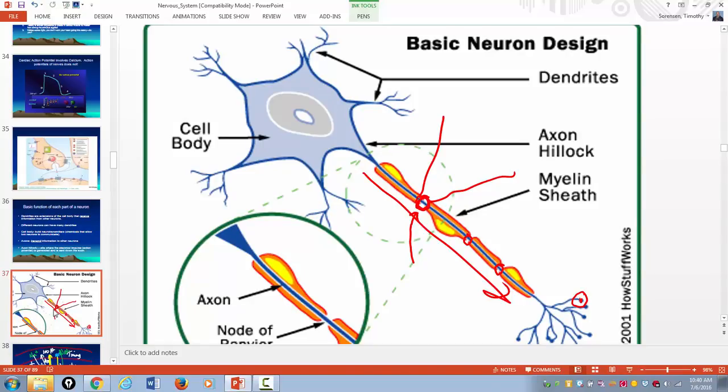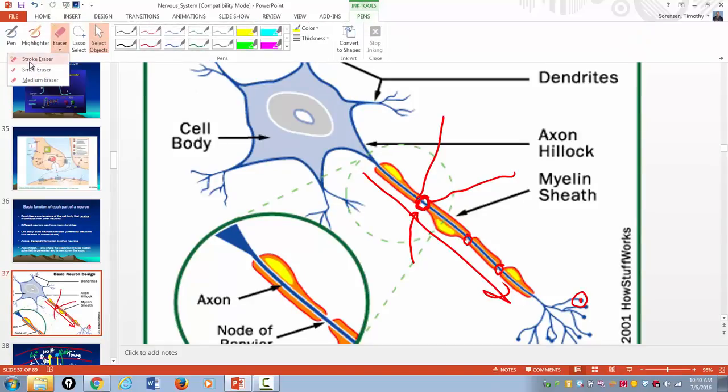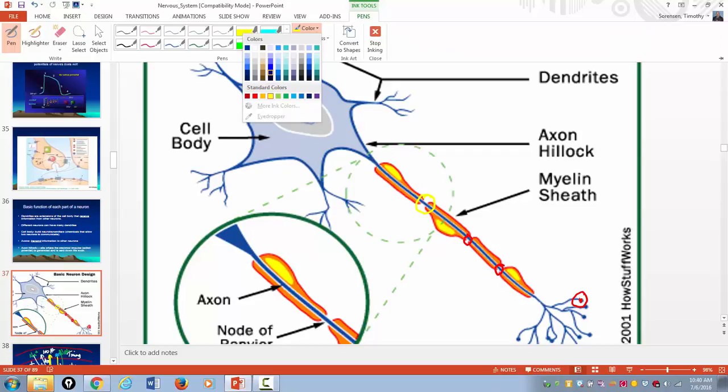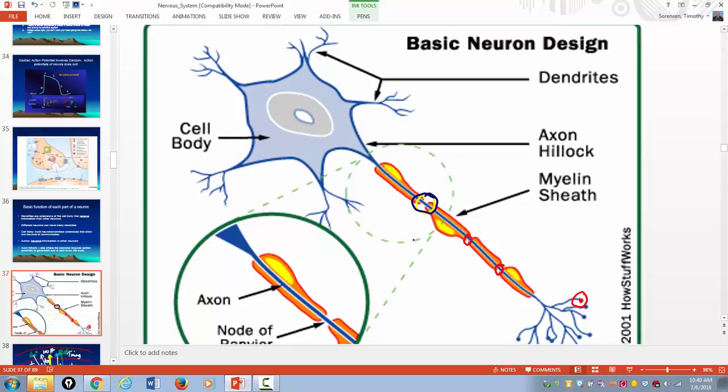Watch. Remember I told you that this node right here is going to fire. And when it fires, it causes the next node to become leaky to sodium. And when that node becomes leaky to sodium, if enough sodium leaks in, it's going to cause that node to fire. And then it's going to cause this node to become leaky to sodium, and it's going to fire.